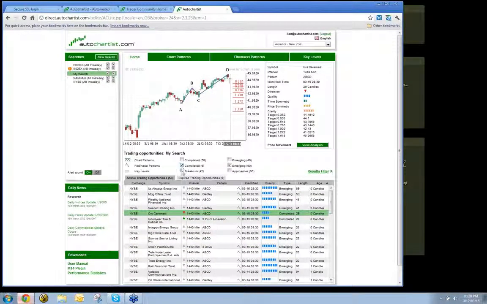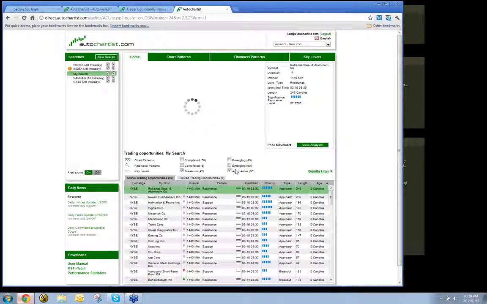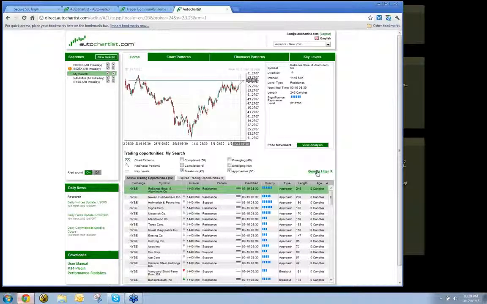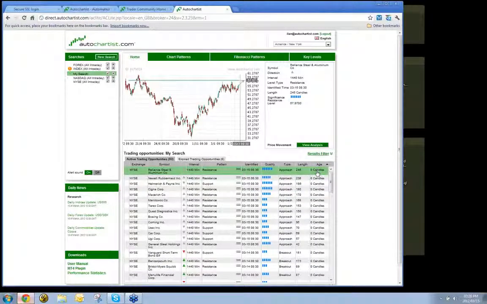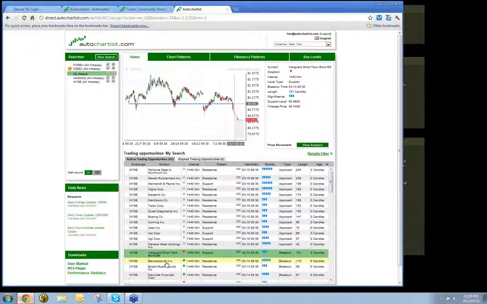Let's move to some key levels examples, which is our brand new product that we released 2 months ago. Well, I'm not sure if 2 months is a brand new product, but it is a brand new product for us at Autochartist. So again, we're going to come back to the concept of emerging and completed. Let's see if we can find a completed pattern first before we move on to emerging.